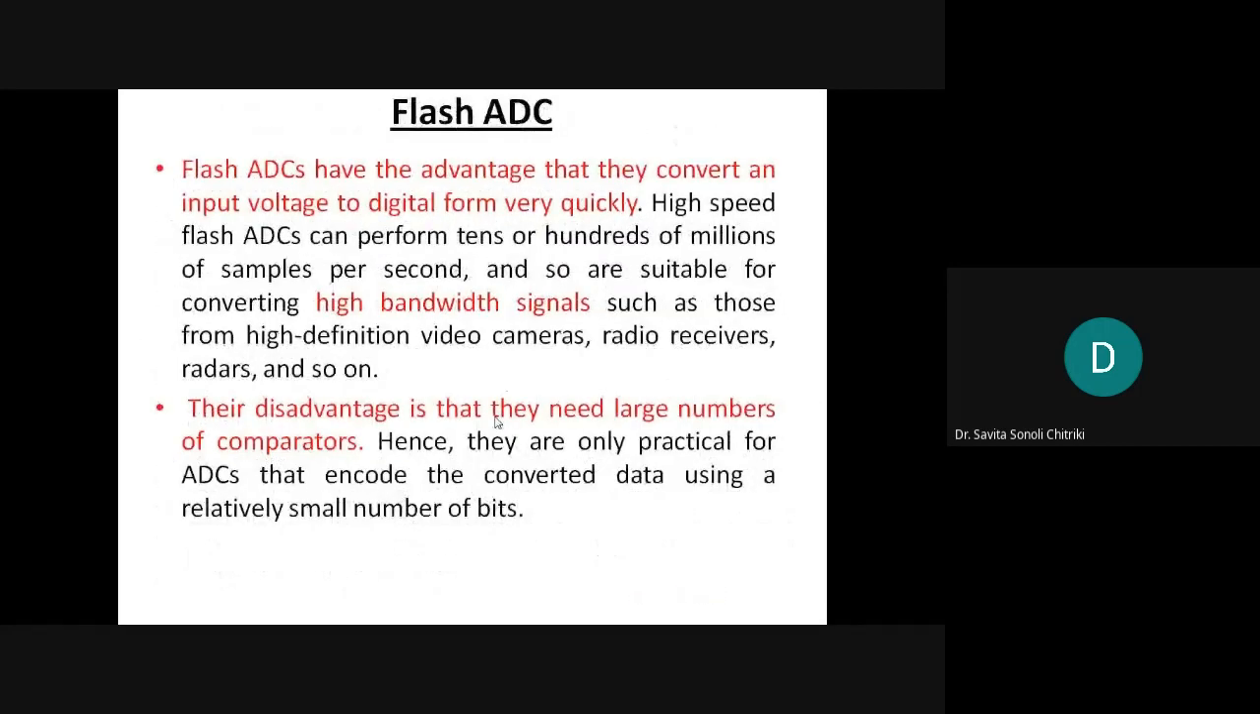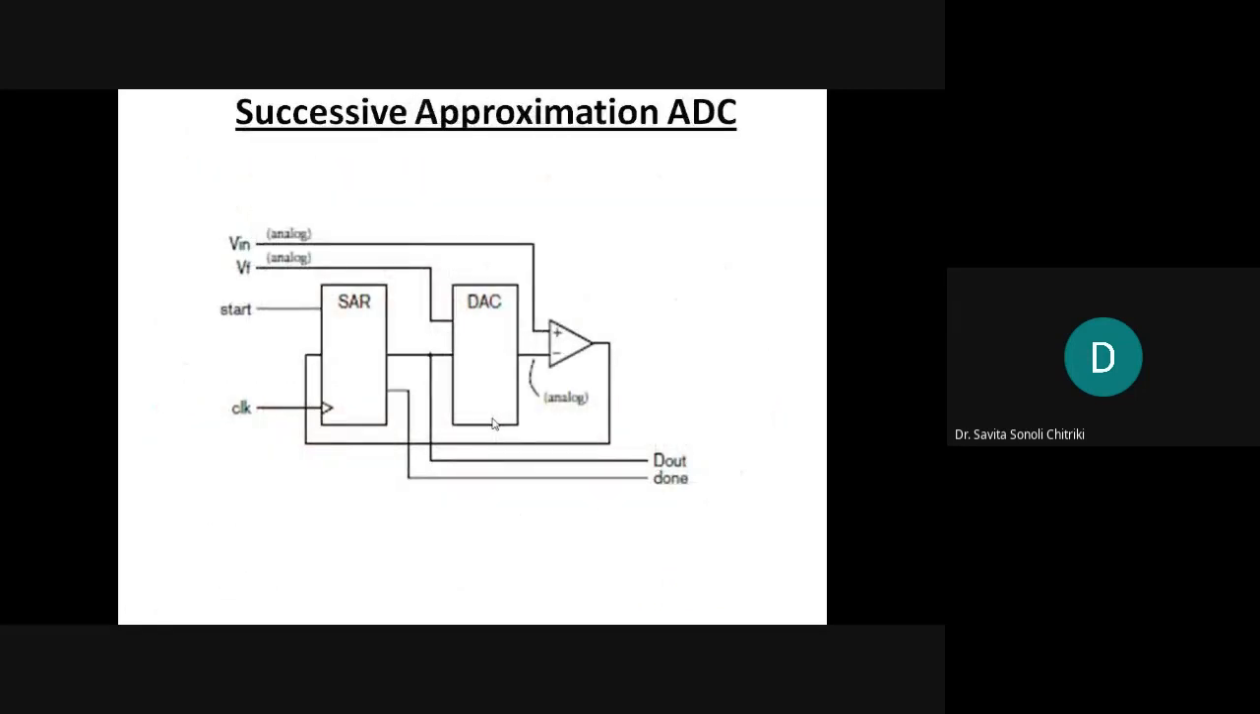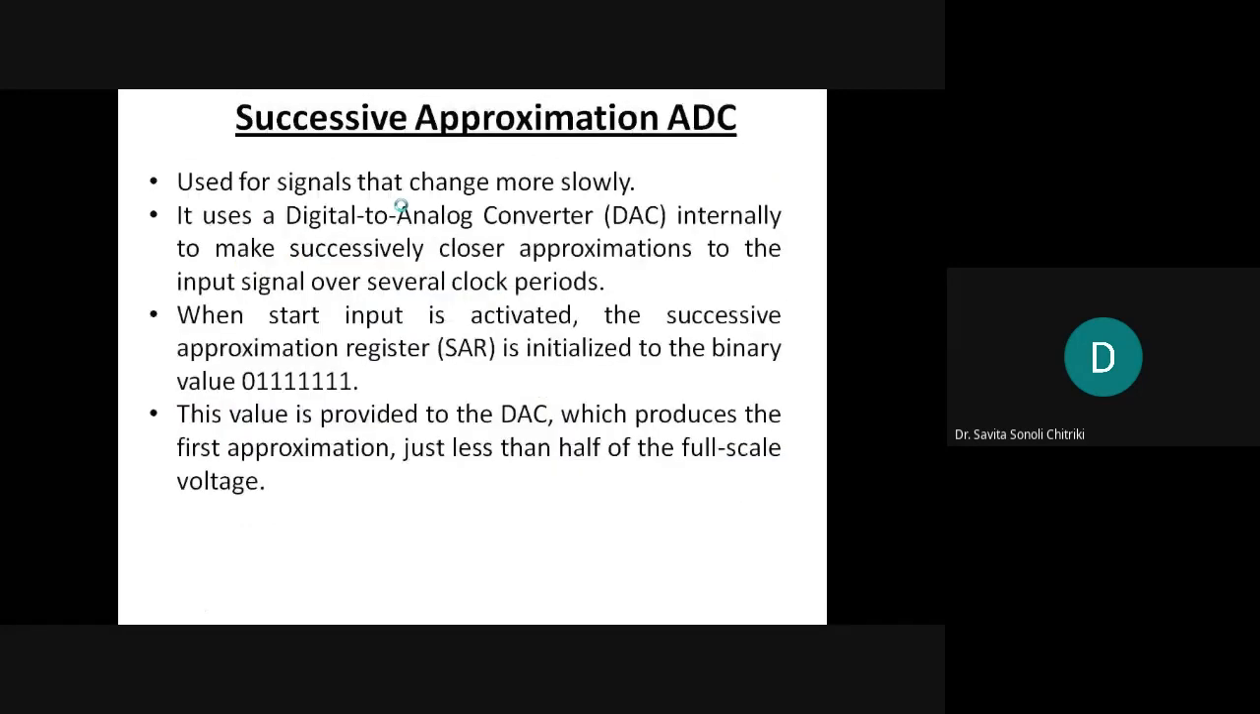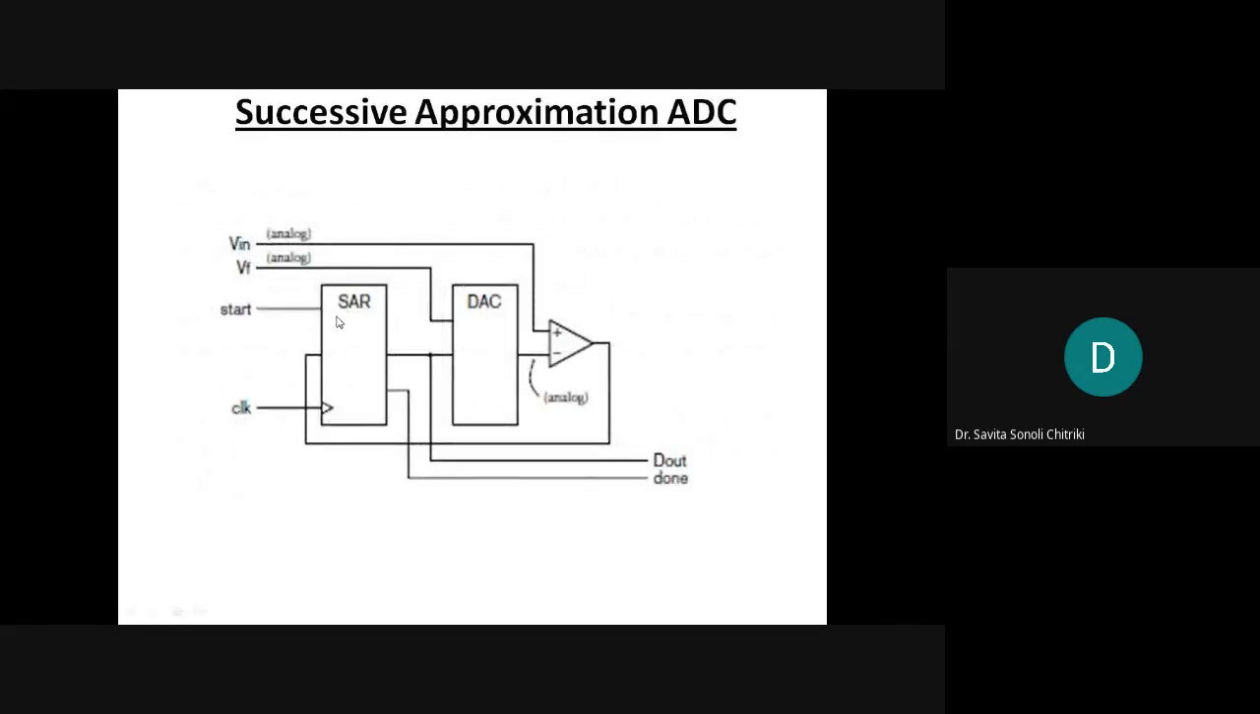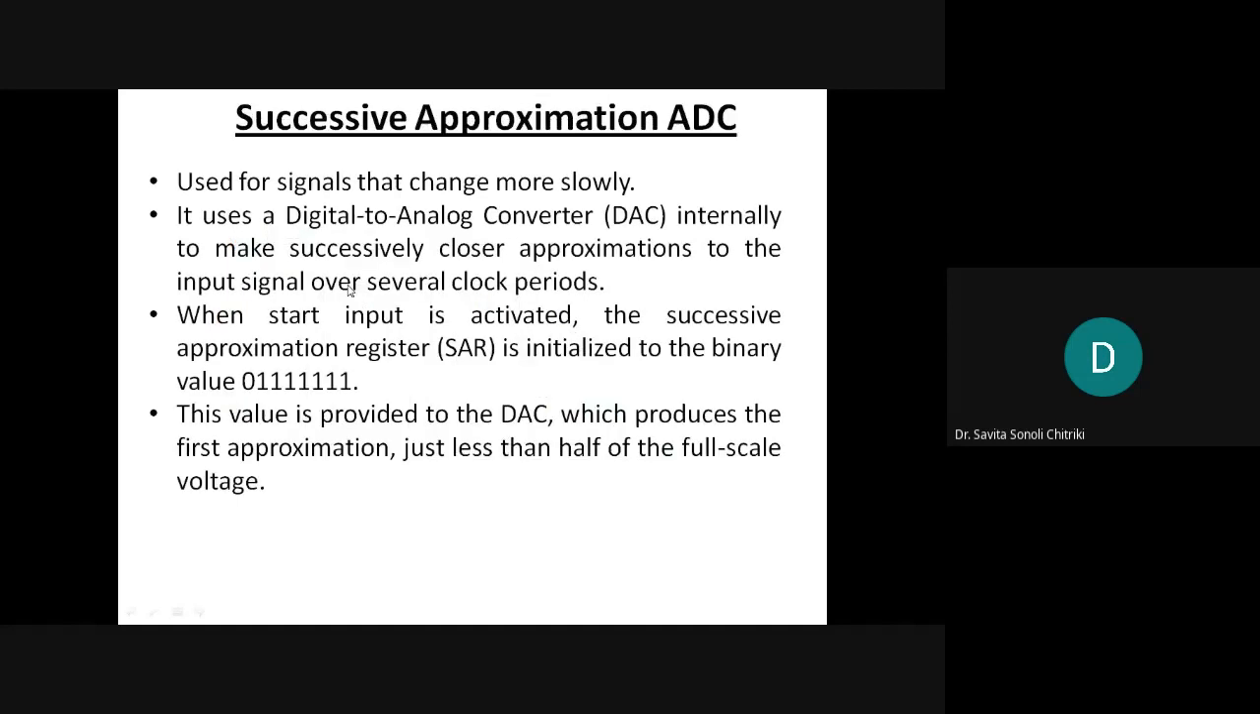Next, flash ADC. Then next is successive approximation ADC. So you can observe here what all is there. Successive approximation ADC: SAR register is there, clock starter, then digital to analog converter, the DAC is there here, V in and V reference. That we will see how it works.